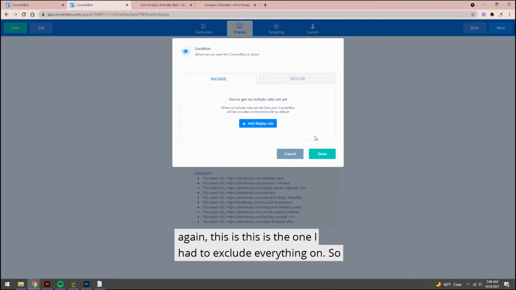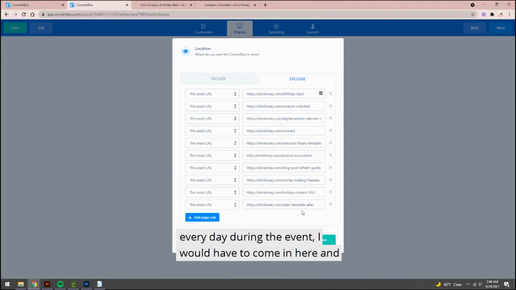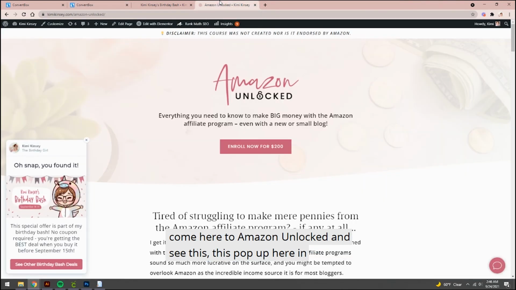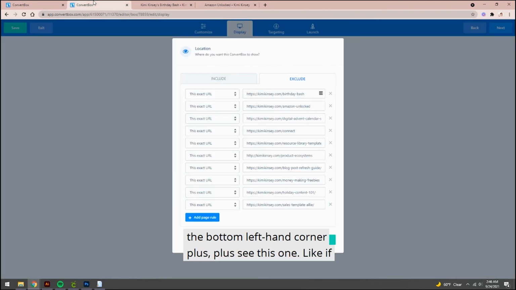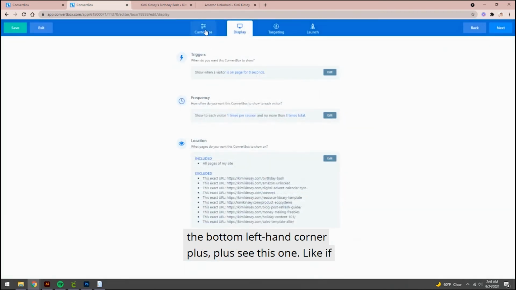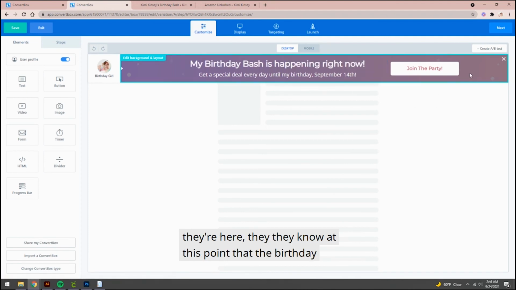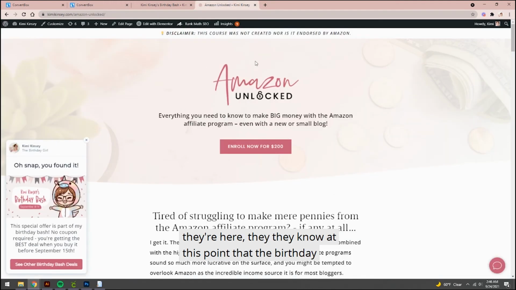Display-wise, again, this is the one I had to exclude everything on. So every day during the event, I would have to come in here and exclude pages to make sure people weren't getting pop-ups that they didn't need on these pages. Like, nobody needed to come here to Amazon Unlocked and see this pop-up here in the bottom left-hand corner plus see this one. Like, if they're here, they know at this point that the birthday bash is happening.